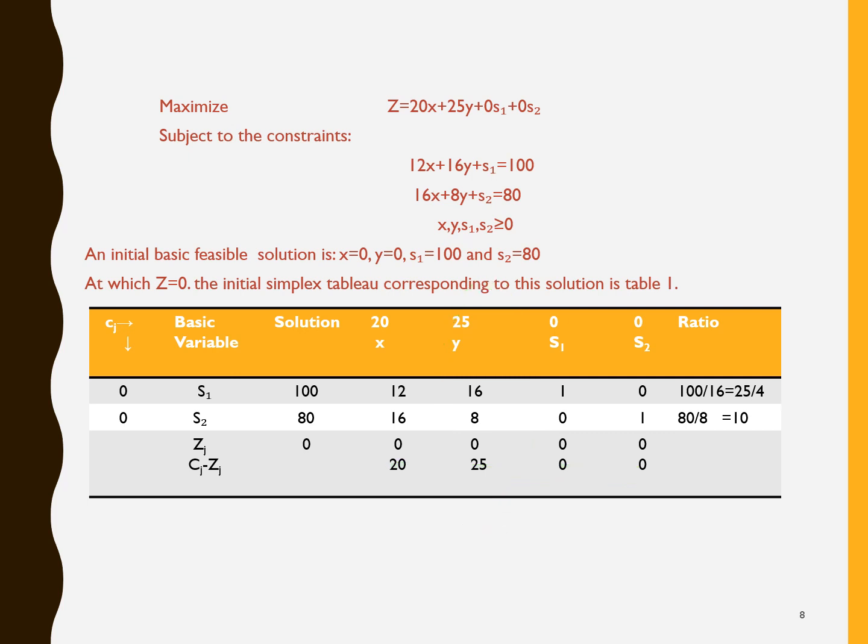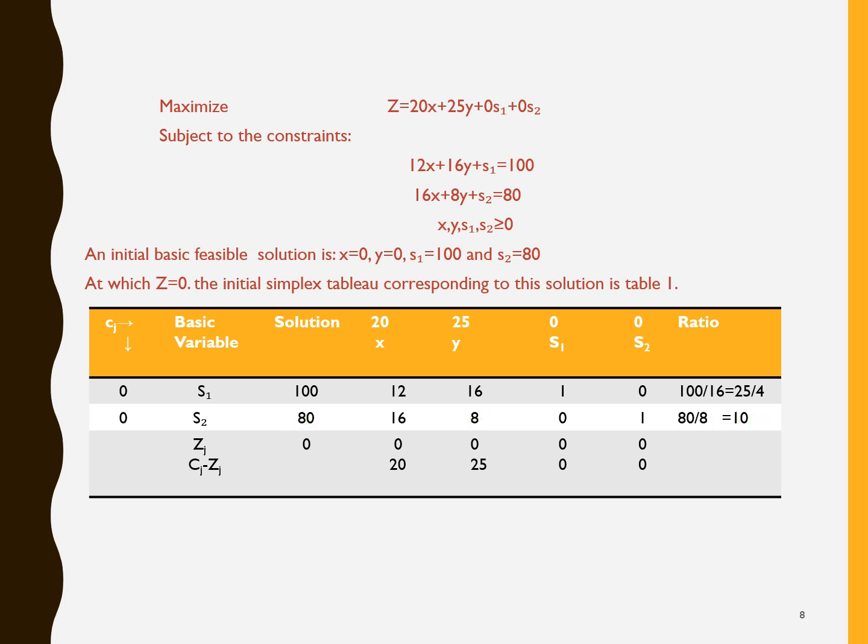Next we have to find out these ratios. How do we do this? We divide 100 by the key column elements. Dividing 100 by 16 makes 25 by 4. Then we also have the next term, that is 80 divided by 8, a total of 10. So that's how we get these two values.